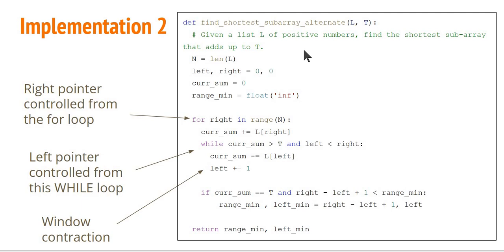We have been looking at the shortest subarray problem adding up to a given target. So for example, the statement is, look, given a list L of positive numbers, find the shortest subarray that adds up to a target T.